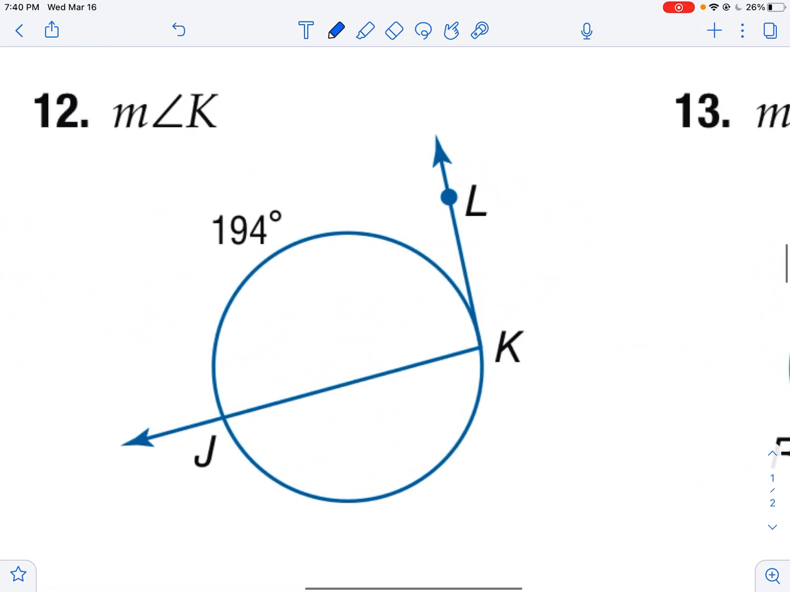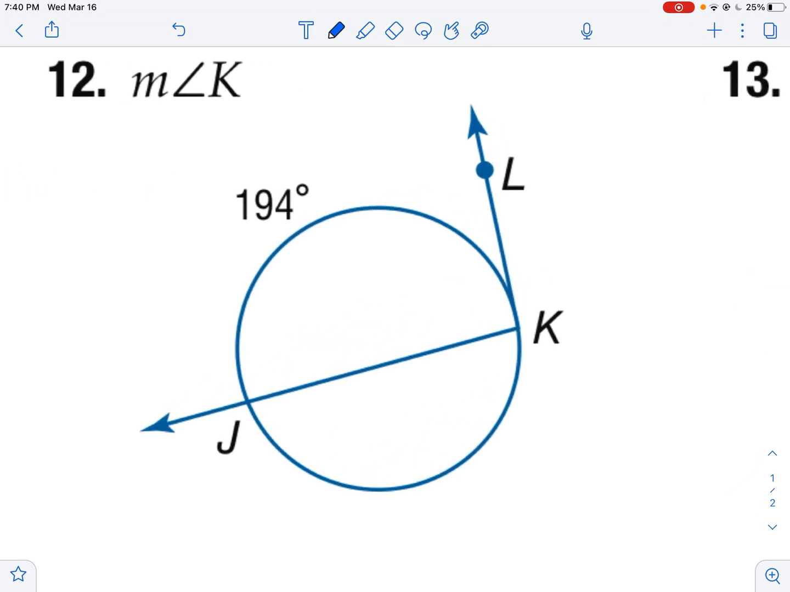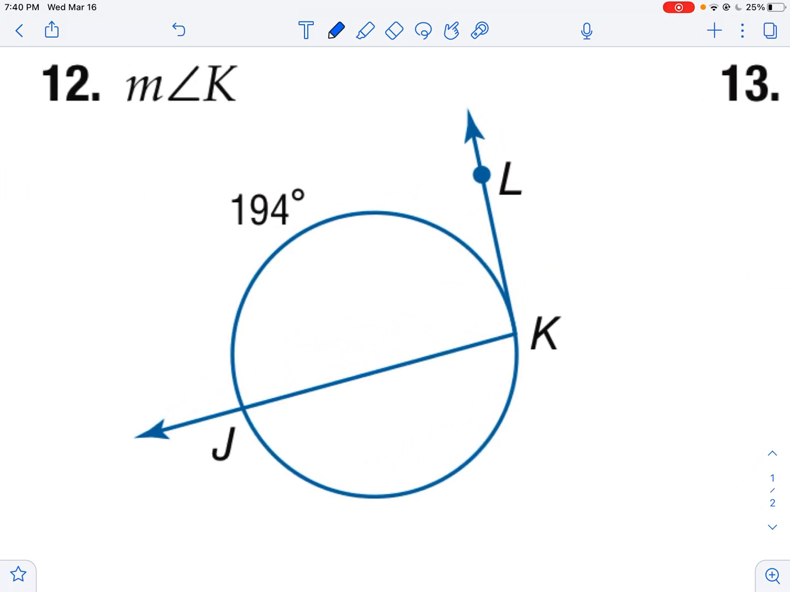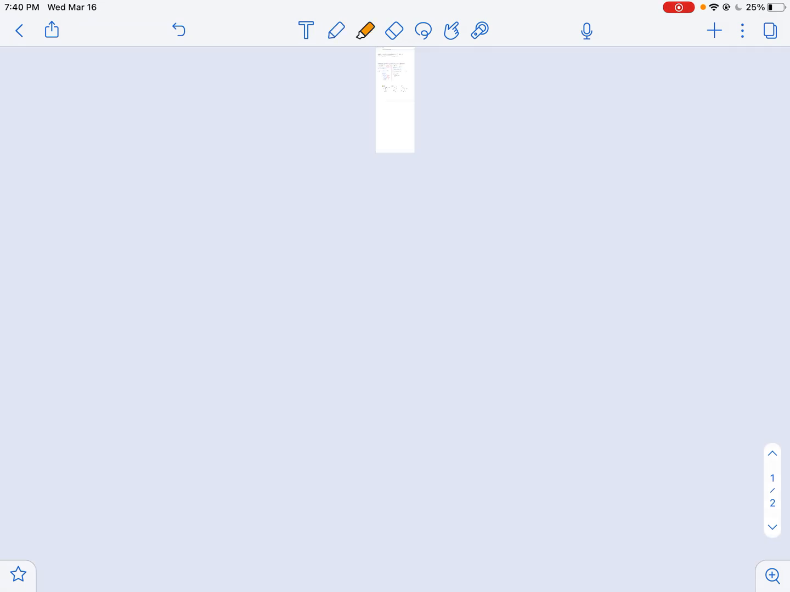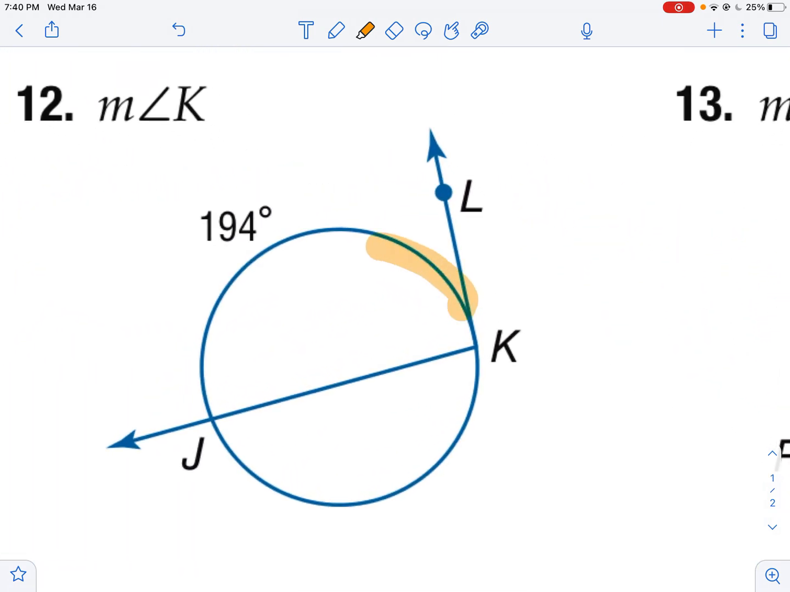Number 12 here is kind of like an inscribed angle. If this is 194 degrees, an inscribed angle, or an angle formed by a secant and tangent, which is kind of like an inscribed angle, should be half the measure of this given arc. So if that's 194, then 97 would be half of that, which would be the measure of angle K.